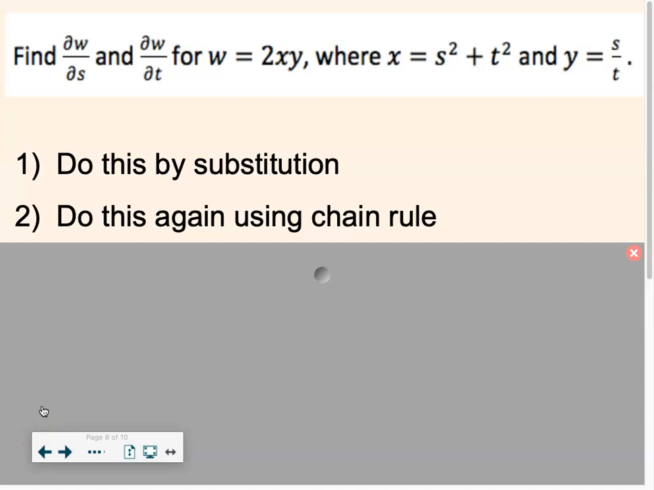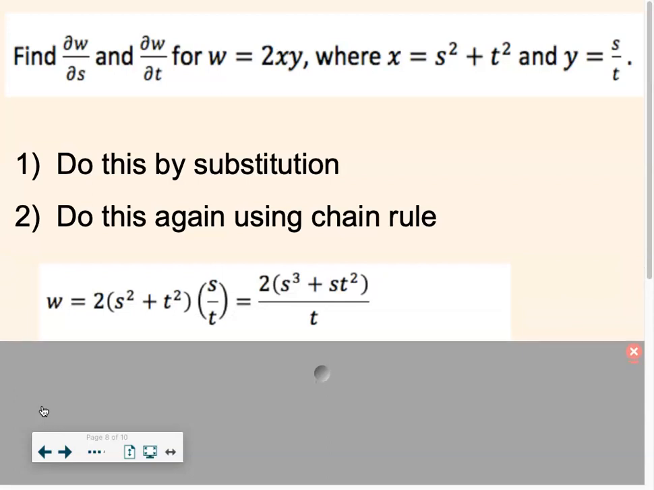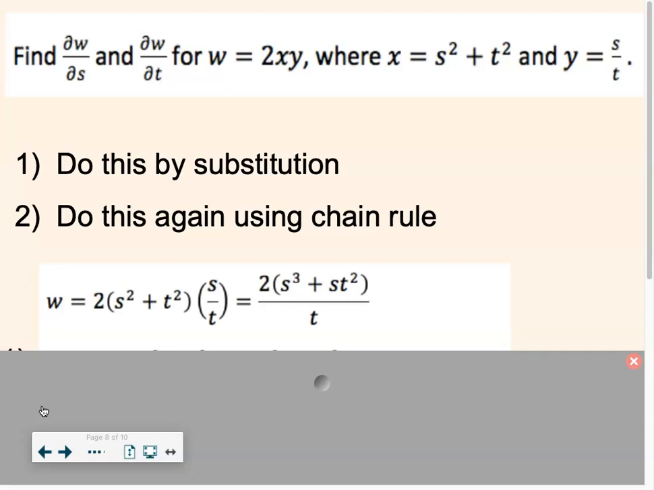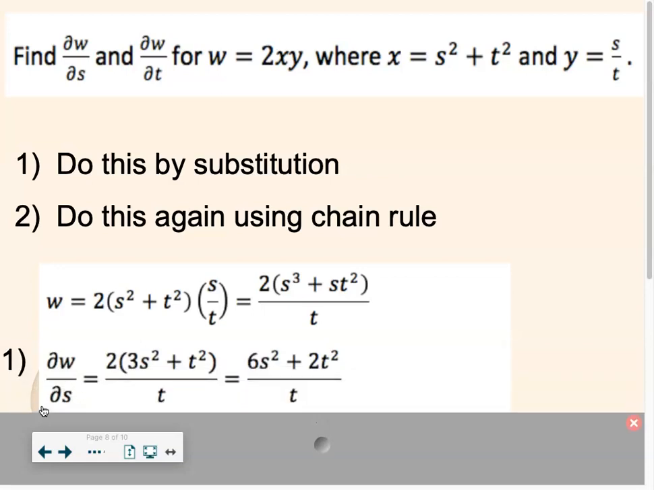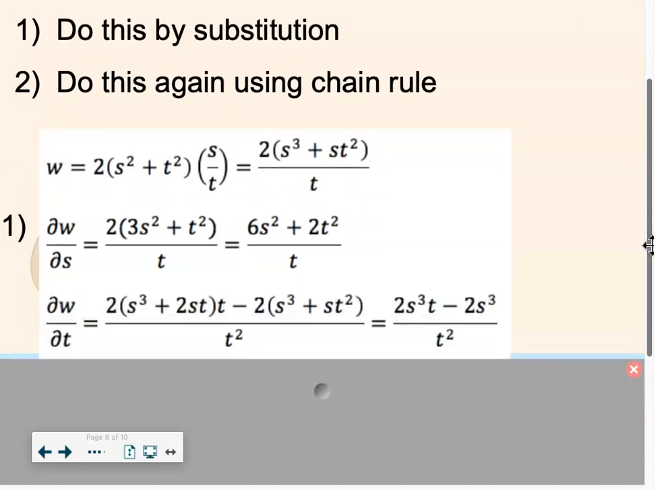So, first thing, if we were to do it by substitution, which is not that important, all you do is replace your x in your equation with what it is, replace your y with what it is, clean it up, and then just do your partials, right? So you do your partial s, and you do your partial t, and then you've got it, right?